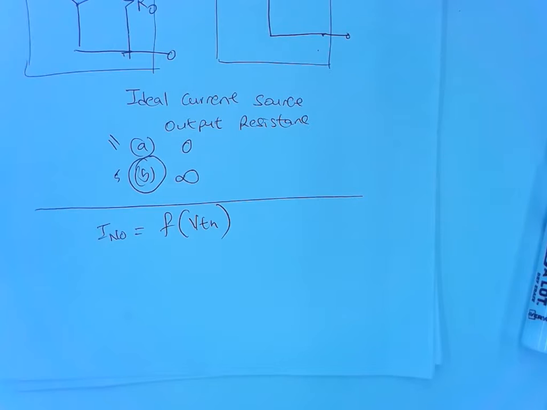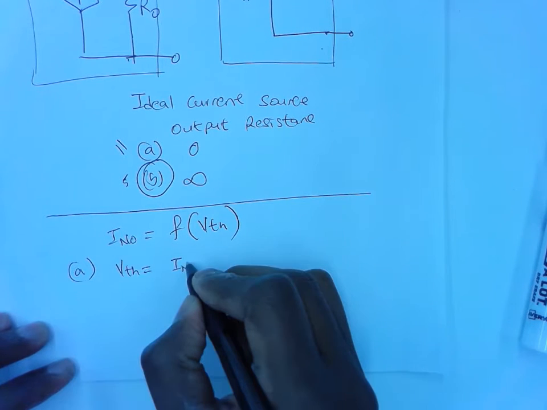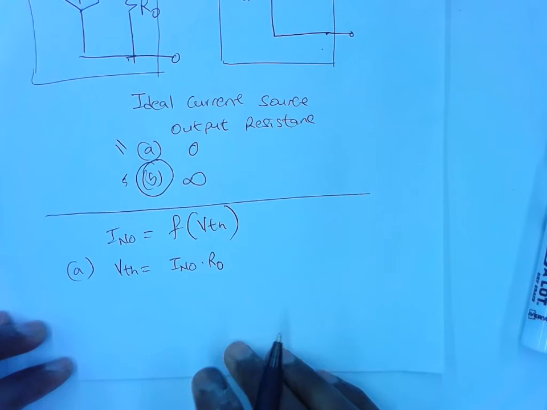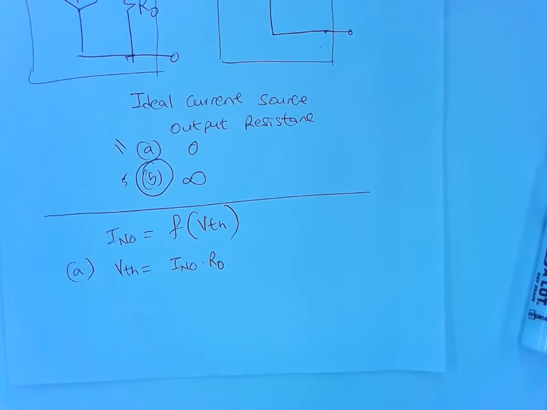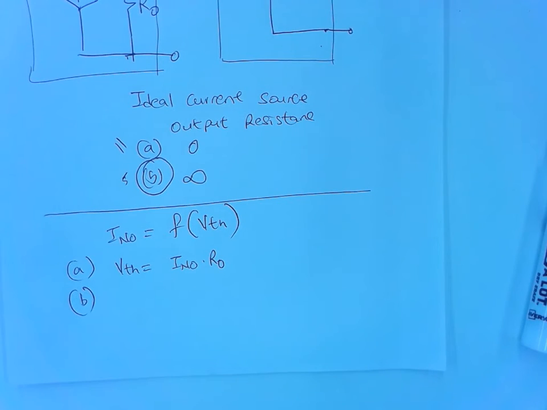Just I_N times RO. Okay, so we have one option. You're saying VTH is I_N times RO. Okay, let's see any other answers. Any other answers? Okay, so how many got A? Everybody. Okay, so then I would need a volunteer to come and solve it on the board.